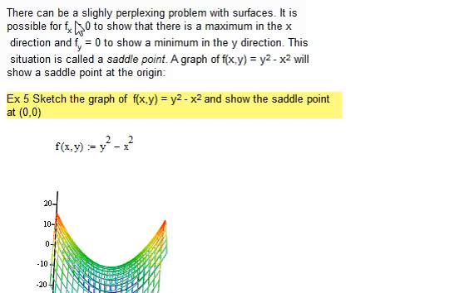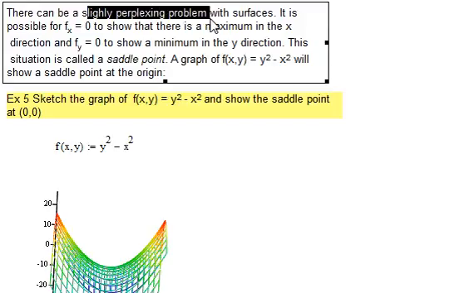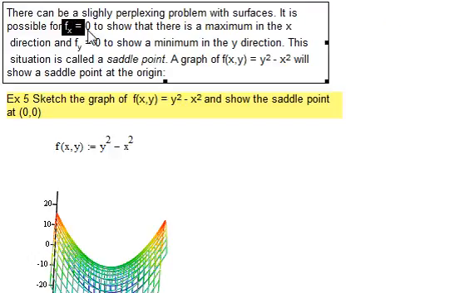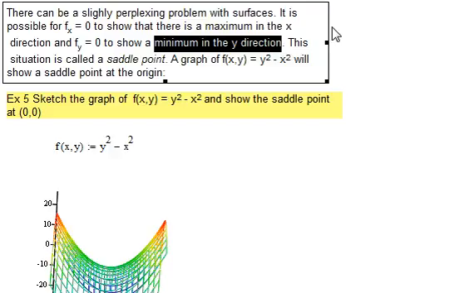Well, there's an interesting and perplexing problem with surfaces that we did not have with functions of one variable. It's possible for the partial derivative of f with respect to x to be 0, to show that there's a maximum in the x direction, and the partial of f with respect to y to be 0, to show a minimum in the y direction. Now, how can the partial show a maximum in one direction and a minimum in the other?